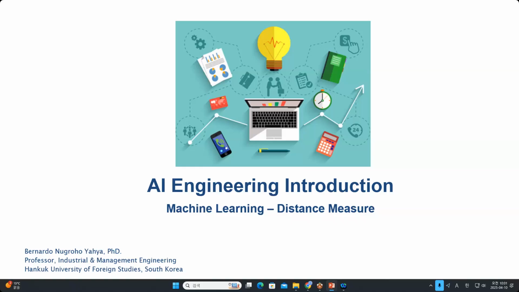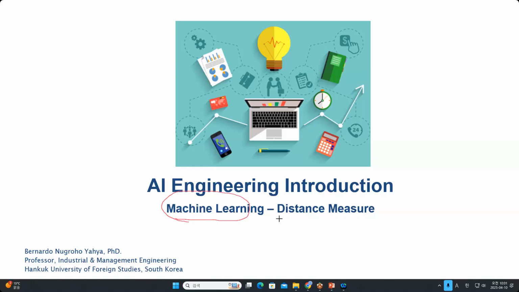Okay. In this section, I'm still continuing about machine learning because this is the basic one. If you understand this one, you can directly go to deep learning. You can go to the other learning approach that I will explain after the midterm exam.